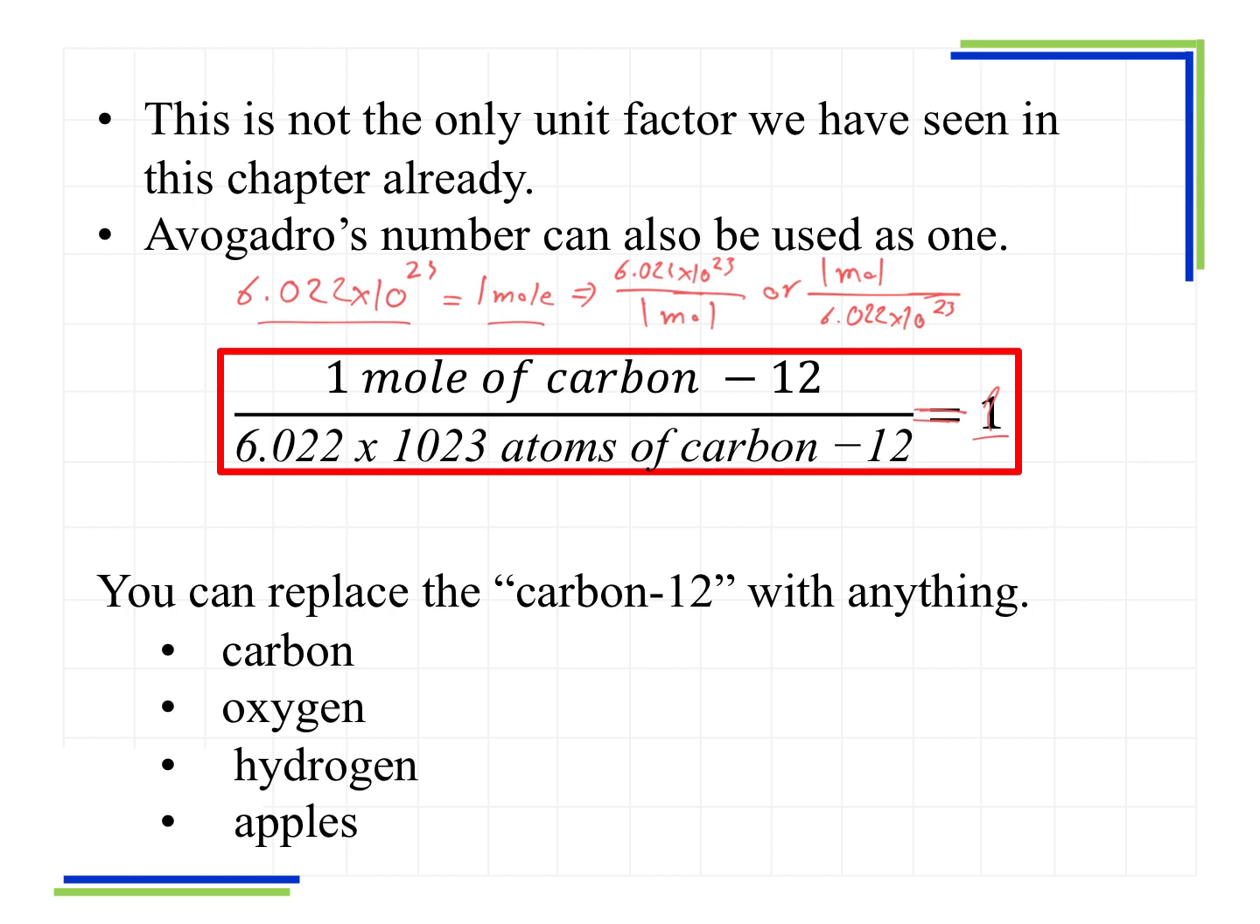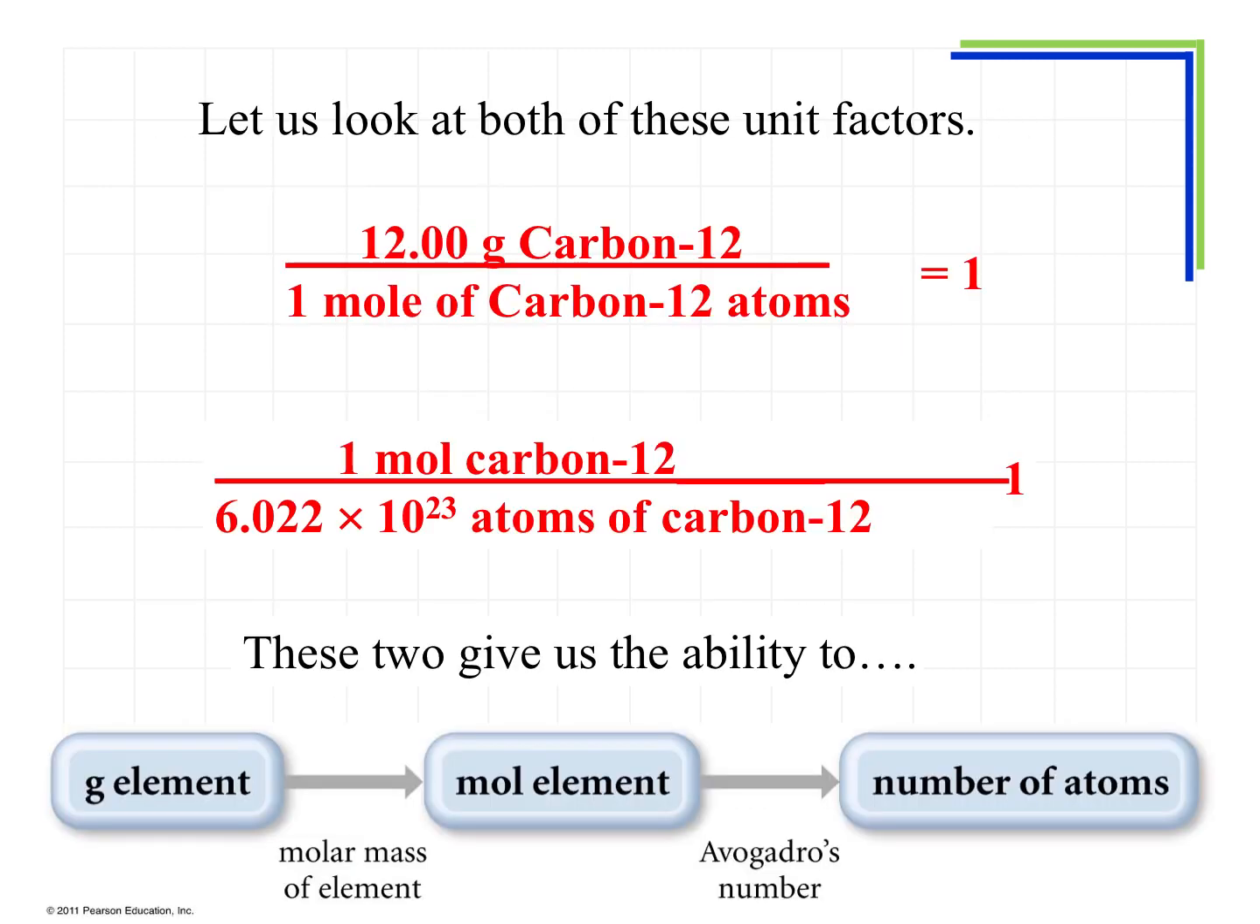You can replace carbon 12 with anything else, and as we said, since mole is just for counting, you can do it for carbon, you can do it for oxygen, you can do it for hydrogen, or you can do it with apples, okay? It doesn't matter. So it's just for counting. So these are the conversion factors that we talked about. So 12 gram, for our example, we're talking about carbon 12, but it could be anything else.